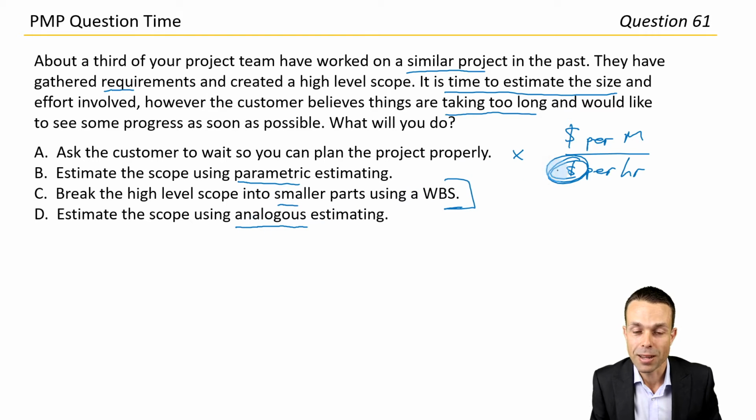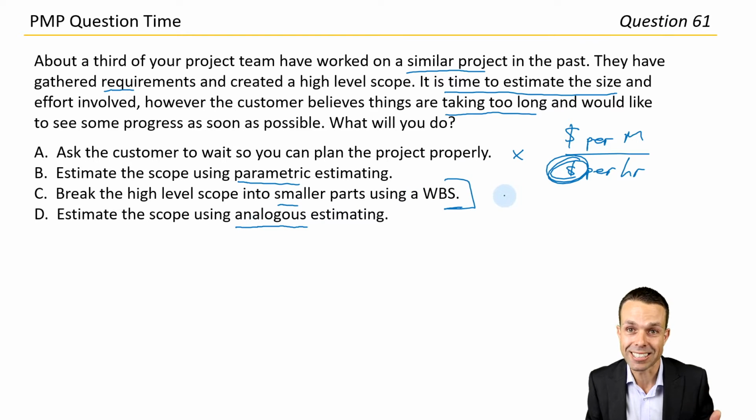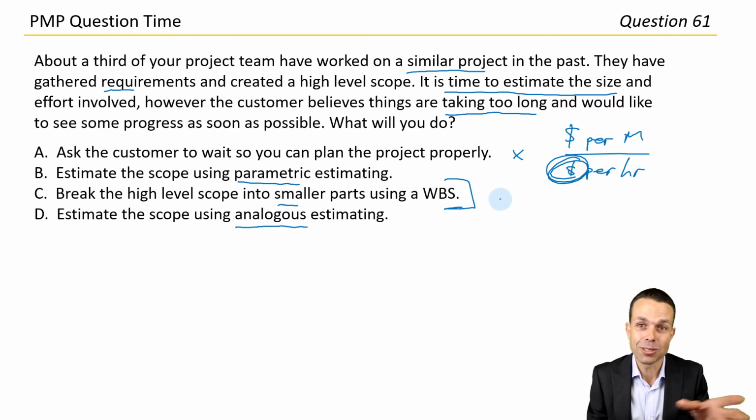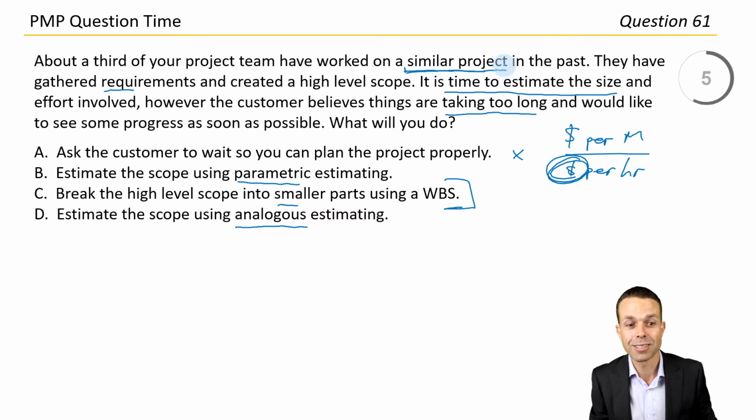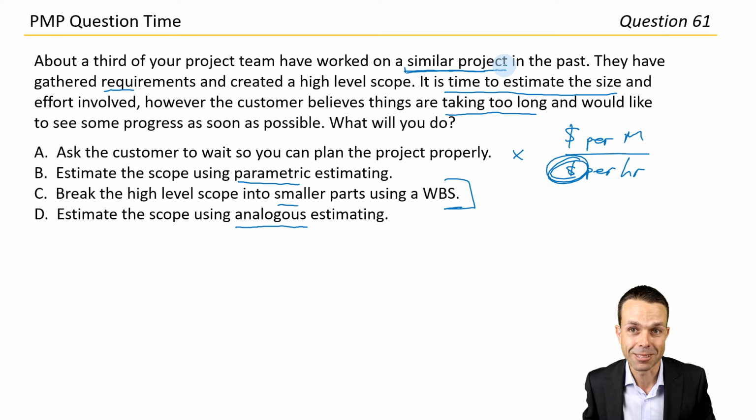And analogous estimating is when we're using an analogy. So it's something similar to something else. In other words, it's similar to another project. And these guys have already worked on a similar project in the past. So all of that put together, I think let's go with D.